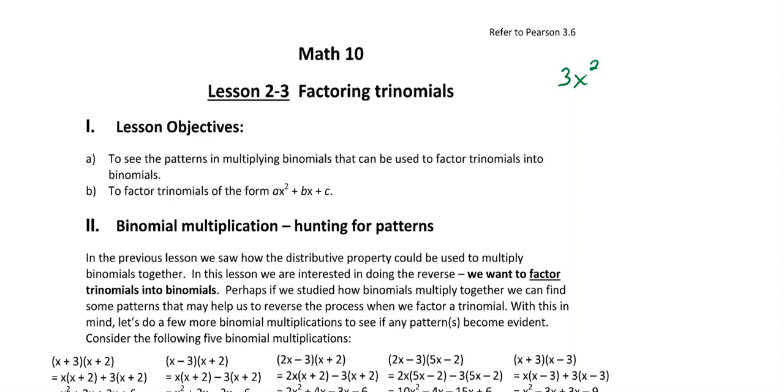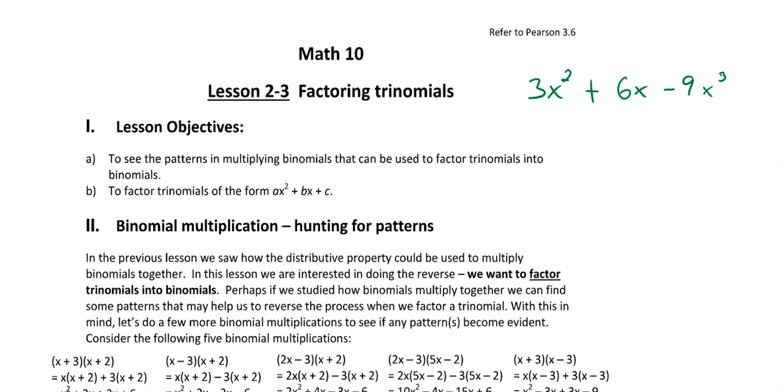Okay, so we're doing factoring trinomials now, but let's go back and talk about where we are now, what we've done so far. We've done something like this: 6x minus 9x cubed. And we were told to factor that, right?